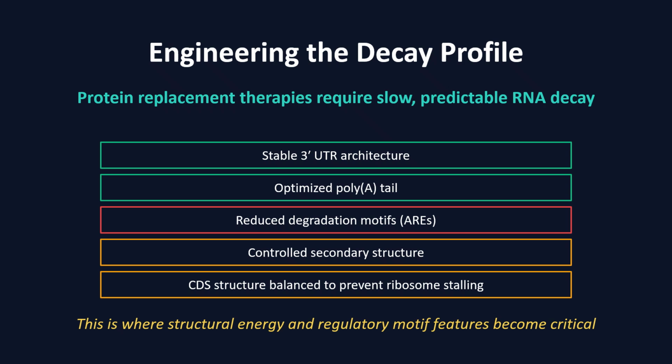Then there are specific sequence motifs. Commonly these are AU-rich elements that actively recruit decay pathways. So if you remove those, you can extend persistence. Structure is another major important point. You want structure that protects the RNA, but not so much that the ribosome cannot move efficiently. And translation itself feeds back into stability.